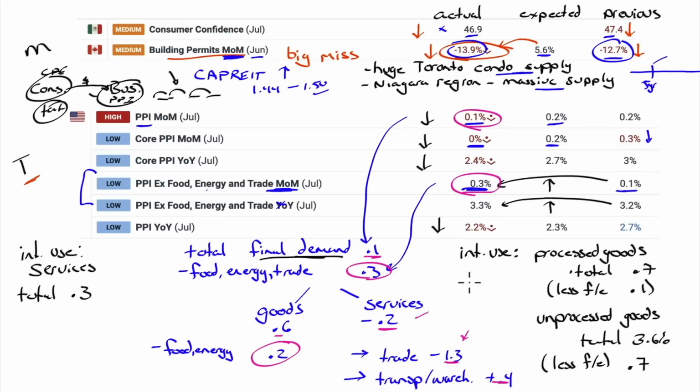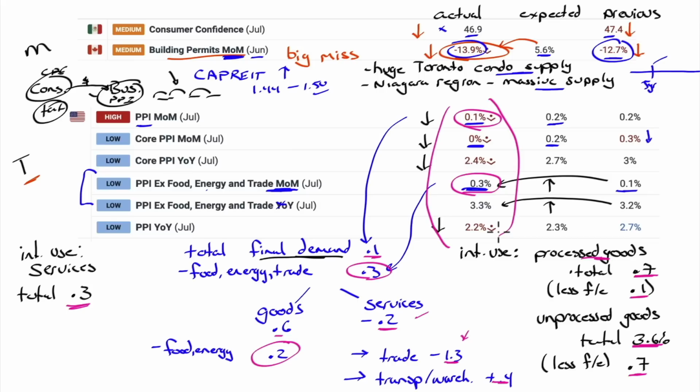If we look at intermediate goods, processed goods up 0.7. If you take out food and energy, up 0.1. Unprocessed goods, look at that. That's huge. 3.6. If you take out food and energy, up 0.7. And intermediate use services, these are the stages now, 0.3. This is what the prices businesses would experience on the way in. This is the prices they get when their services and products leave their premises. So it is the opposite side.